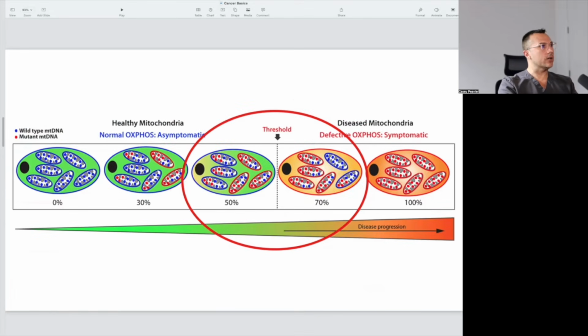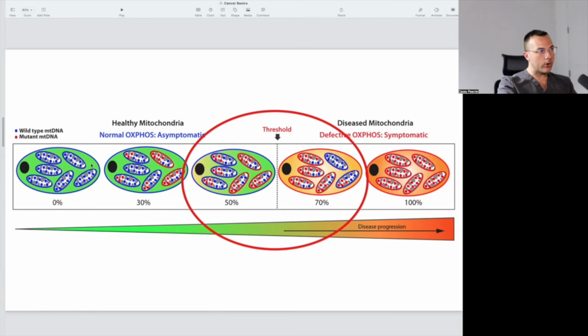So what does this look like on a time scale? Here is time 0. Let's say this is birth, and then this is time, let's say death. Ideally, and this is a graphical representation of kind of ideal situations, blue represents wild type or healthy mitochondrial DNA, and red represents mutant mitochondrial DNA or diseased mitochondrial DNA.